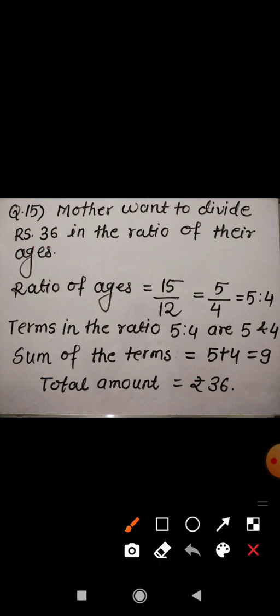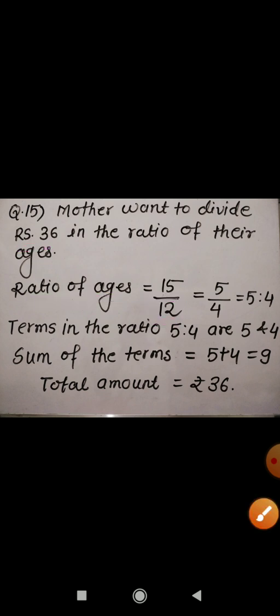See, in this question it is given that the total amount is 36 rupees, right? And the mother wants to divide this amount in the ratio of her daughters' ages. The ages of her daughters are 15 and 12. So first we have to find out the ratio of their ages, right? So the ratio of the ages will be 15 by 12.